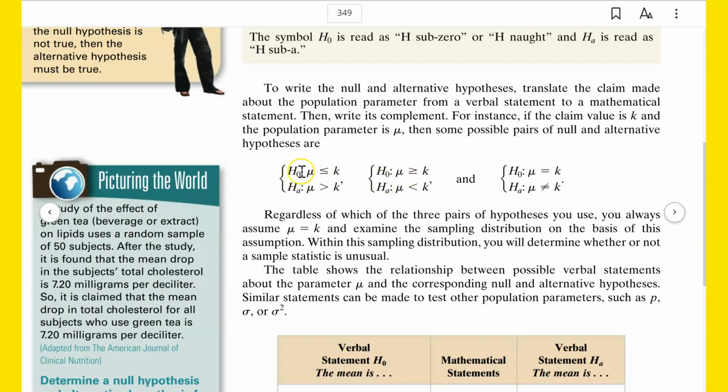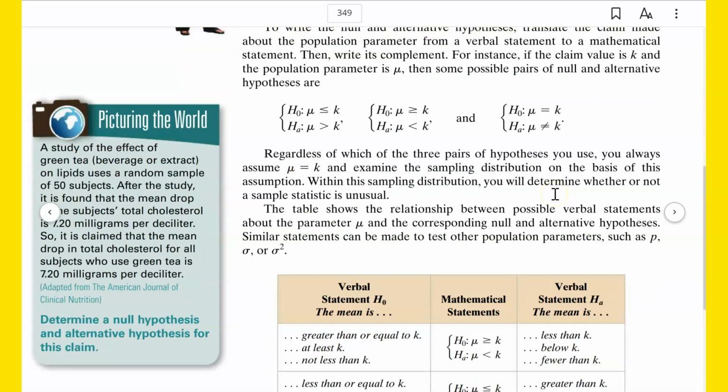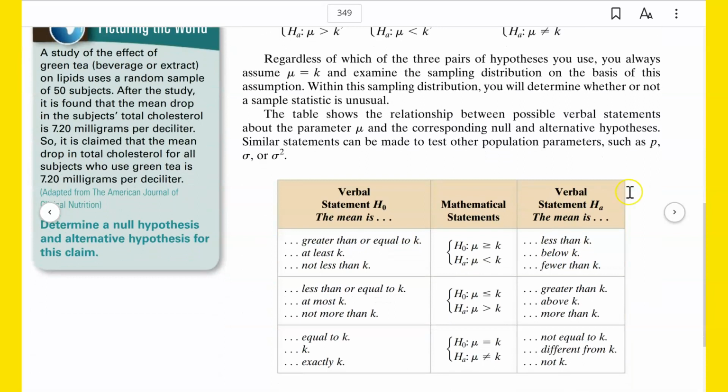Or maybe somebody might say the average grams of fat in this slab of bacon is at most 5 grams. So then H0 would be mu less than or equal to 5. And the alternative hypothesis would be the opposite of that, which is mu is greater than 5. Regardless of which of these three pairs of hypotheses you use, you always assume mu equals k and examine the sampling distribution on the basis of this assumption.